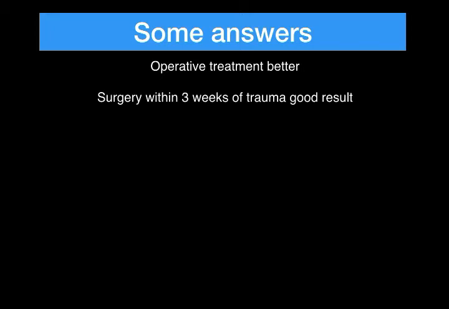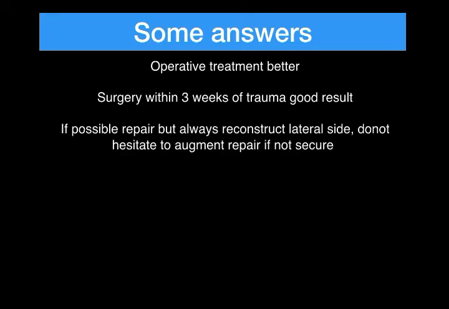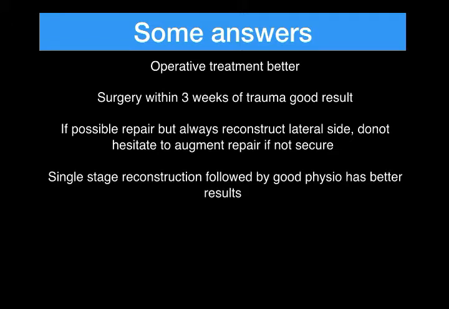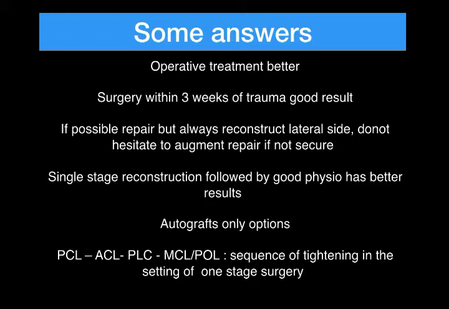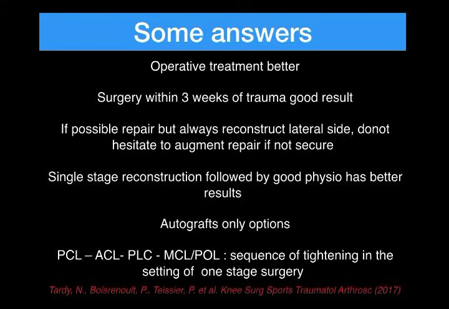And surgery within 3 weeks, that is early surgery, always gives good results. If possible, repair should be done for the medial side, but for the lateral side and for the cruciates, reconstruction should be done. And if we are suspicious about the quality of repair, we should never hesitate to augment. Single stage reconstruction followed by good physio has better results, and autografts are the only option in our country. PCL followed by ACL, then PLC, and MCL POL is the sequence of tightening in the setting of one stage surgery.